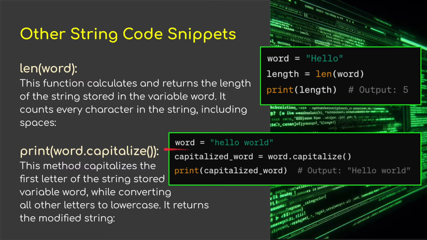Okay, print word.capitalize. I've got word equals a string, hello world. Capitalized word equals word.capitalize, print capitalized word, and it should print out the first letter of this string as a capital letter. Everything else remains lowercase, but it returns the modified string like that.